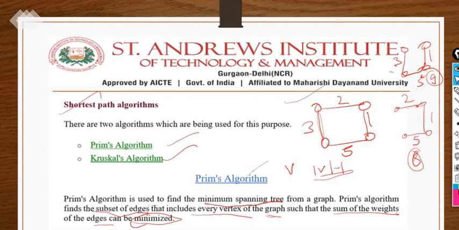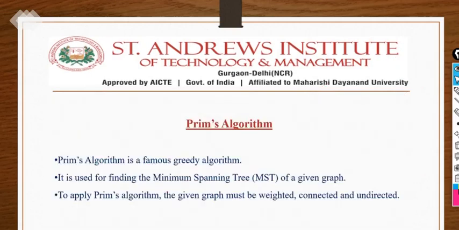And what about Prim's algorithm? Prim's algorithm is used to find the minimum spanning tree. Both of these algorithms depend on the greedy approach. This is the famous greedy algorithm, as I have already told you, and it is used for finding the minimum spanning tree of a given graph. To apply Prim's algorithm, there should be a weighted, connected and undirected graph, right?